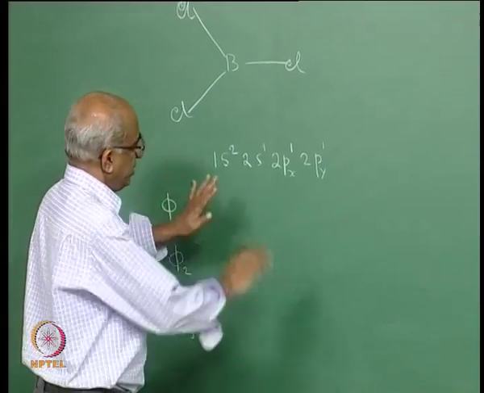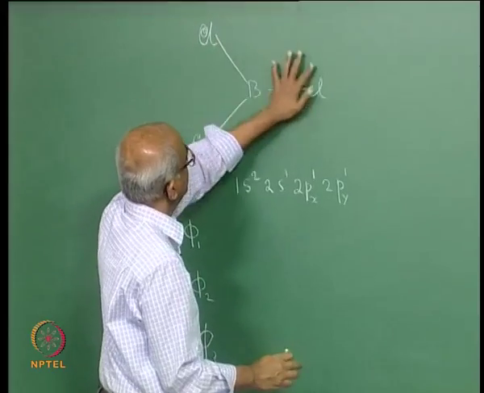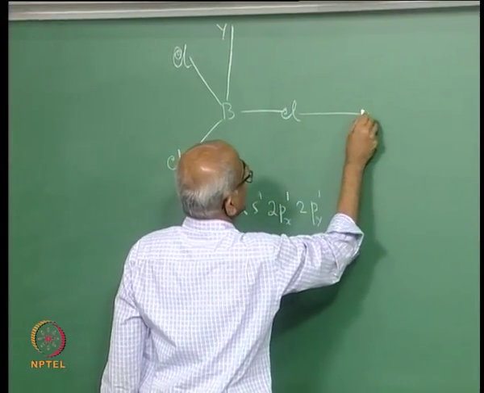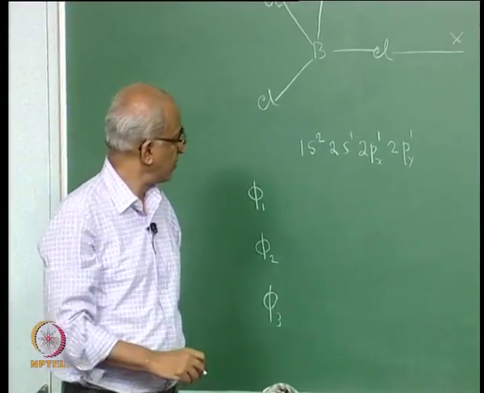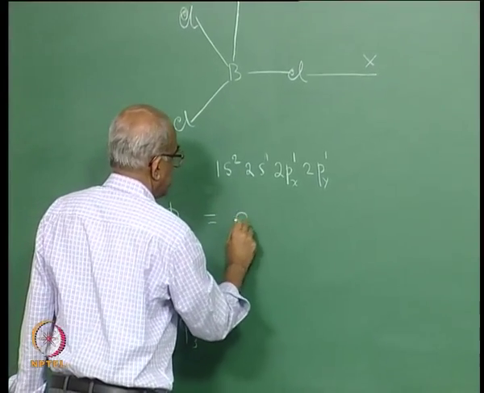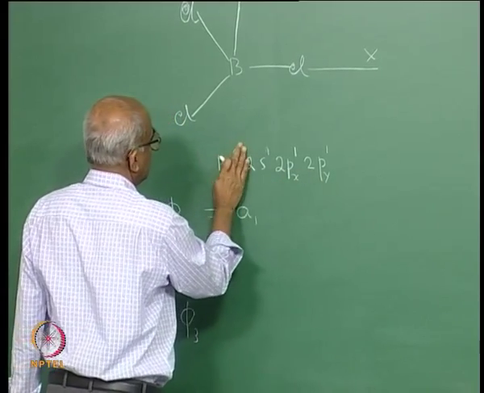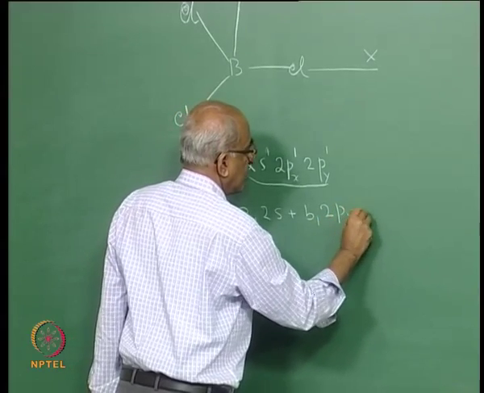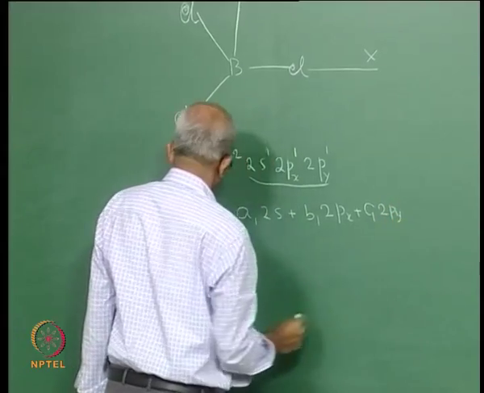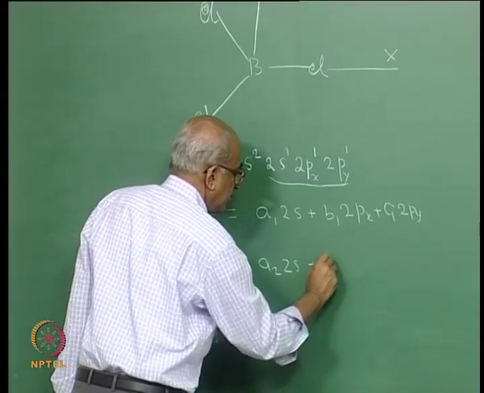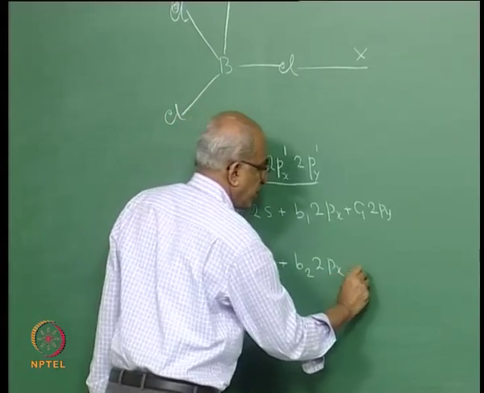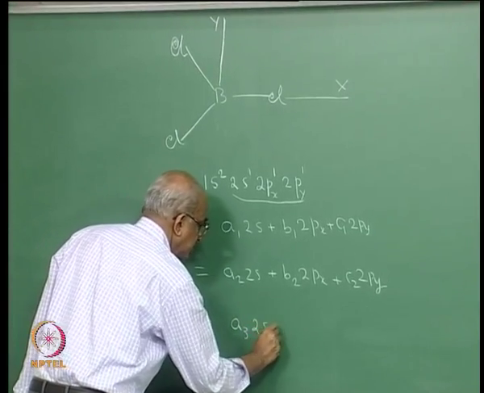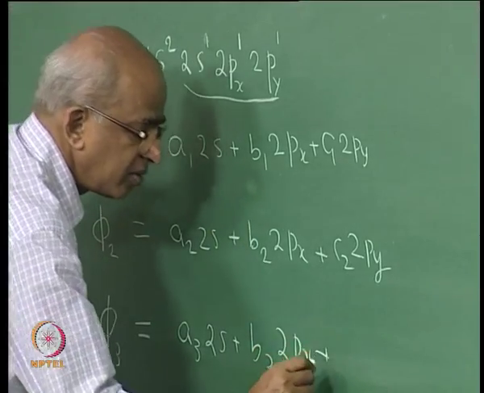Because the orbitals involved are 2px and 2py, I will say that the xy plane is the plane of the molecule. So this is my y axis and that is my x axis, let us say this is convenient. And phi 1 is going to be written as a linear combination of these three orbitals. We do not worry about 1s, we worry only about these three. So I am going to have a1 2s plus b1 2px plus c1 2py. Similarly, phi 2 will be a2 2s plus b2 2px plus c2 2py, and the third is going to be a3 2s plus b3 2px plus c3 2py.